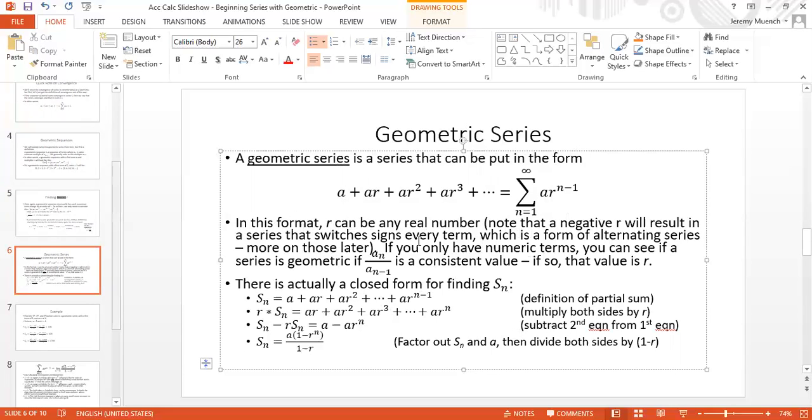Here, R can be any real number. You'll end up just with what's known as an alternating series if R is negative. Not a problem. It just bounces back and forth between negative and positive.